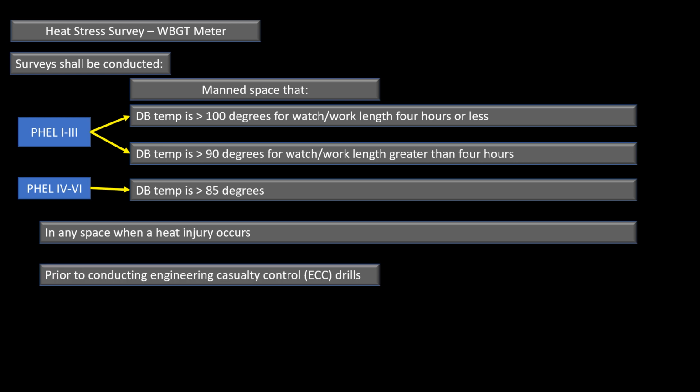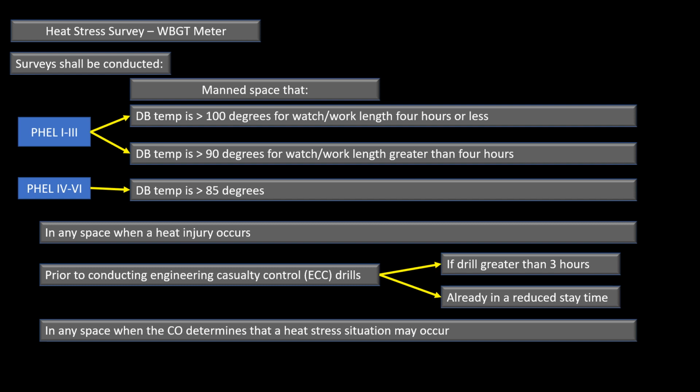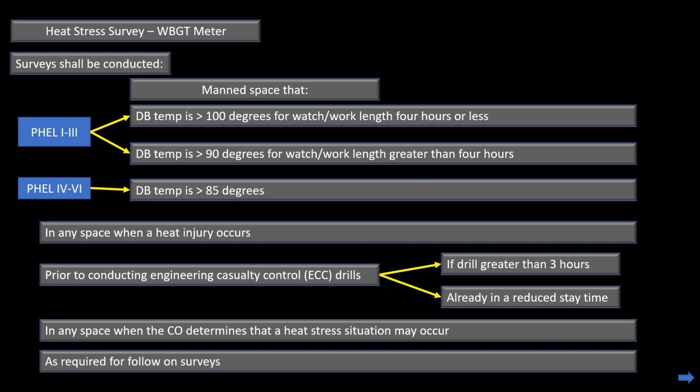Prior to conducting any engineer casualty control drills, if the drill is greater than 3 hours or if it's already in a reduced stay time. If the CO wants us to do one, in any space where the CO determines that the heat stress situation may occur, we're going to do one. And then when we have follow-on surveys, we've done one and now we've got to conduct follow-on surveys, that's when we'll pull out the WBGT meter and do a heat survey.